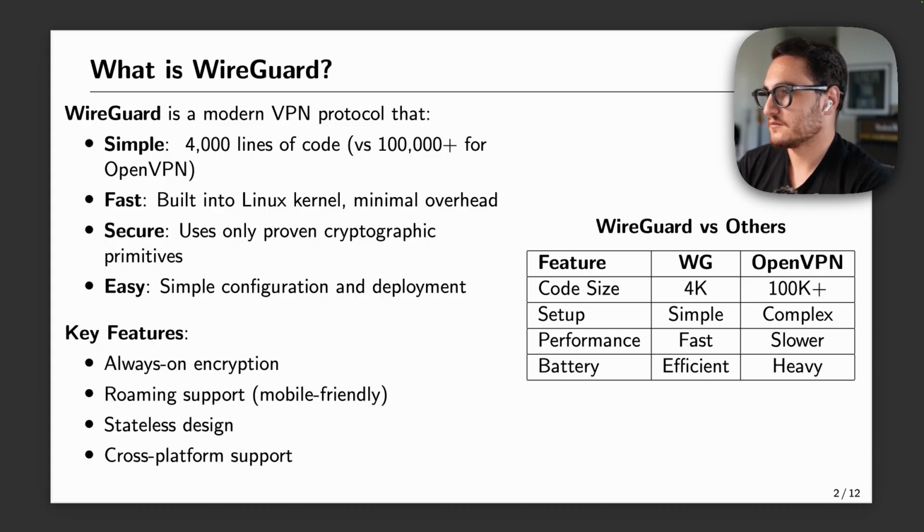And there's always-on encryption, there's stateless design, cross-platform support, and we're going to see that the protocol itself is much leaner, meaning we do not use any negotiation of algorithms. WireGuard ships with one encryption algorithm, one integrity algorithm, HMAC algorithm, and one authentication algorithm, and that's it.